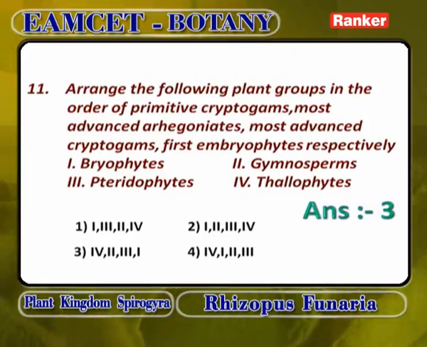Most advanced cryptogams are pteridophytes. Most advanced cryptogams because these are vascular cryptogams. Then first embryophytes are bryophytes. So, answer is 4, 2, 3, 1.